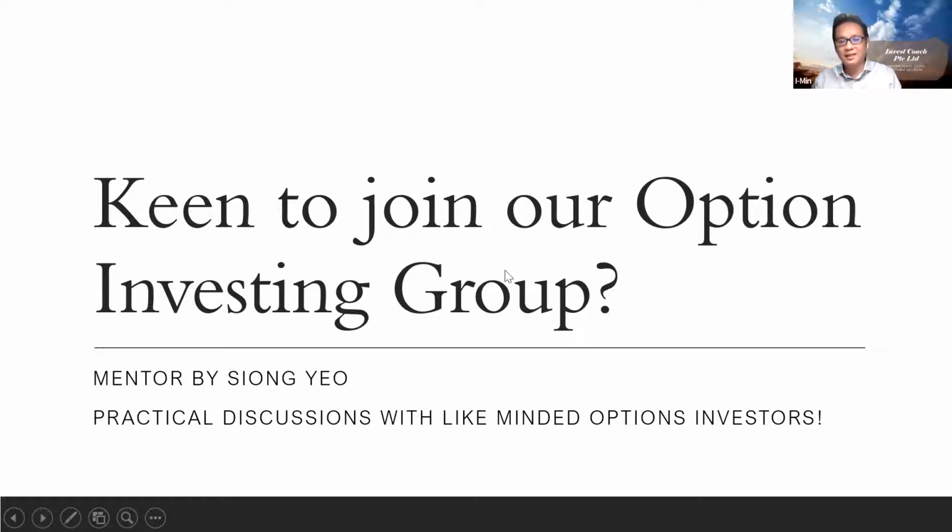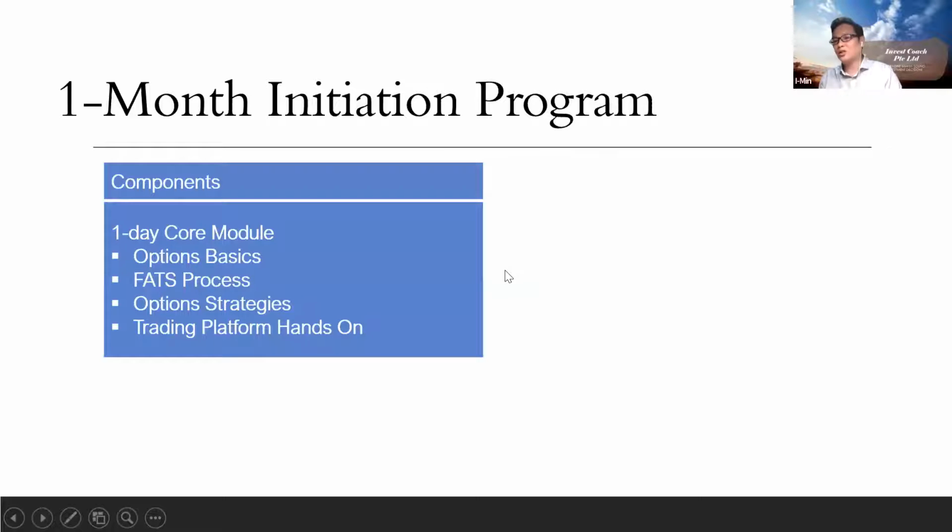So I just want to spend some time to talk about what this group is. To join this group, we want to make sure everybody comes in with the same background, with some understanding of options. Everybody in the group should be contributing, so we don't have freeloaders. To prepare people for the group, even if you are a beginner with no prior knowledge about options, we came up with this 1-month initiation program, so that when you come into the group, you know what is happening.